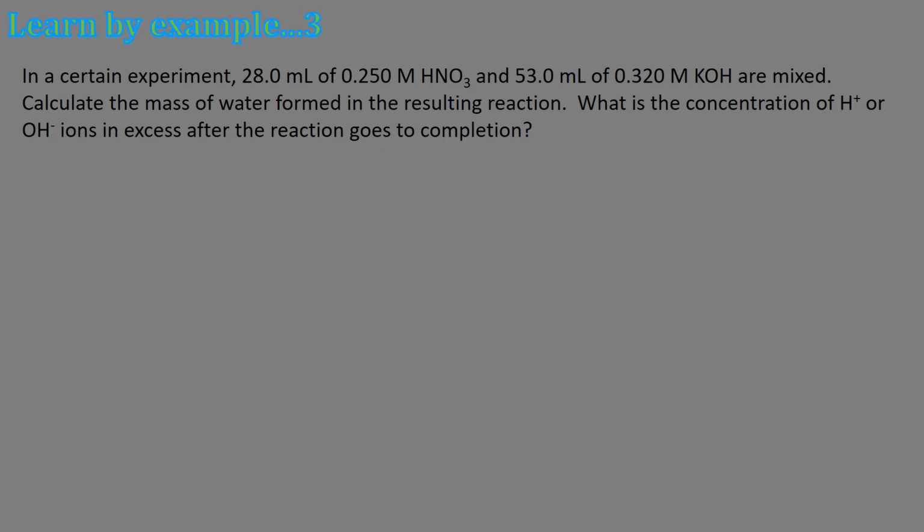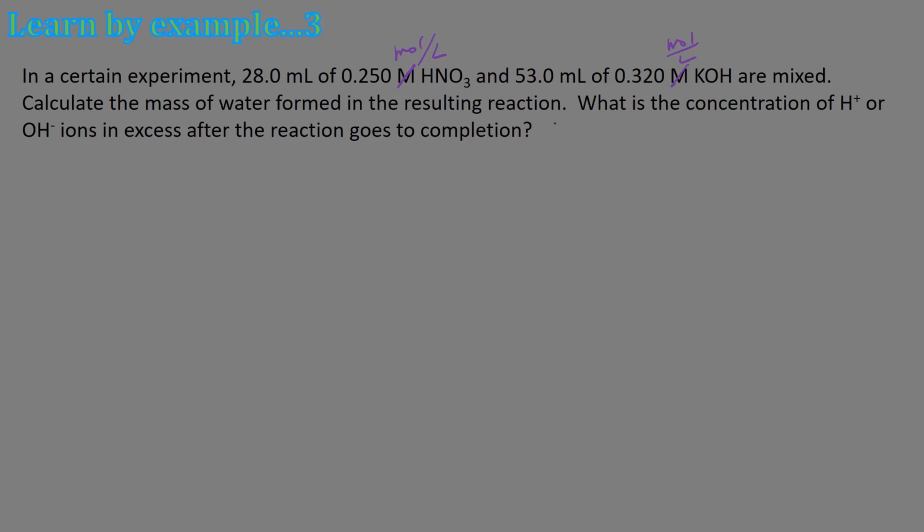Last example, and this one's weird. In a certain experiment, we have 28 milliliters of 0.250 molar nitric acid and 53 milliliters of 0.320 molar potassium hydroxide. And we're going to calculate the mass of the water formed in the resulting reaction. What is the concentration of hydrogen ions or hydroxide ions in excess after the reaction goes to completion?